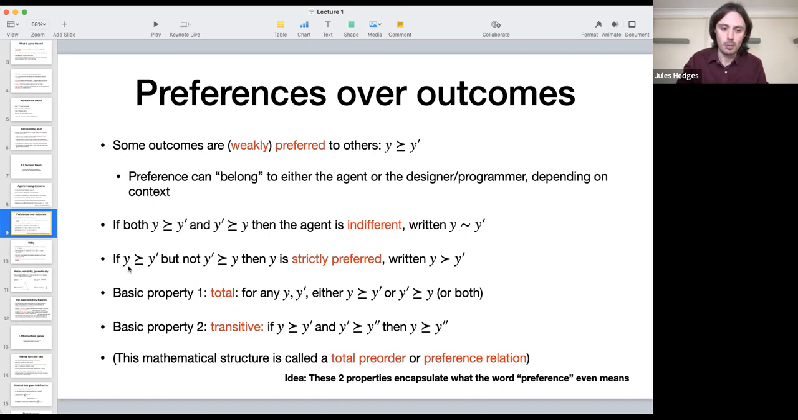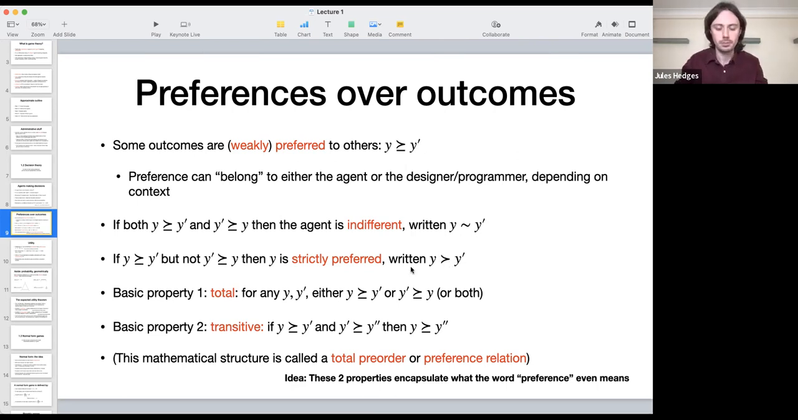If it's the case that y is at least as good as y prime, but y prime is not at least as good as y, this means that y is strictly better than y prime. So the agent strongly prefers, in some sense, to have y than to have y prime. And in this case, we're going to use this notation. This is a curly version of greater than and a curly version of greater than or equal to. I'm using a different notation because this has most but not all of the same properties as the normal greater than sign for numbers.